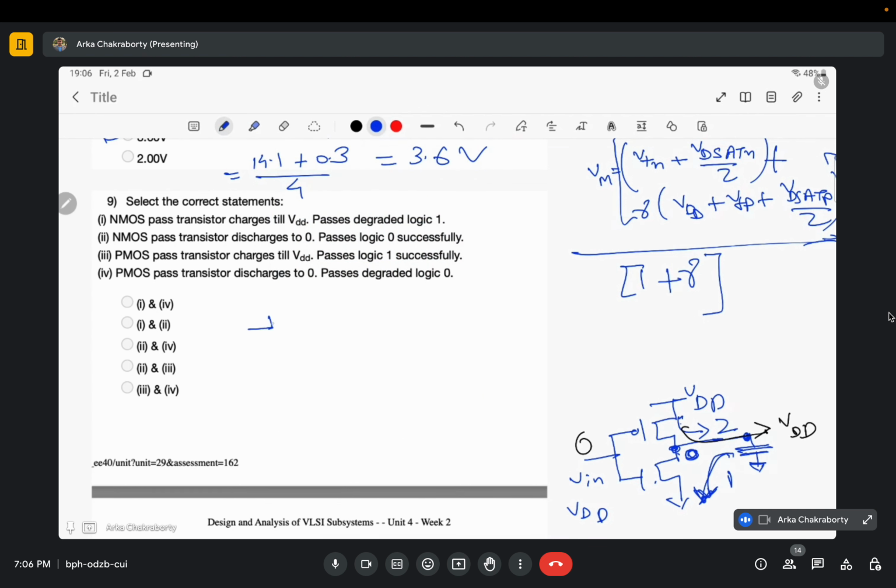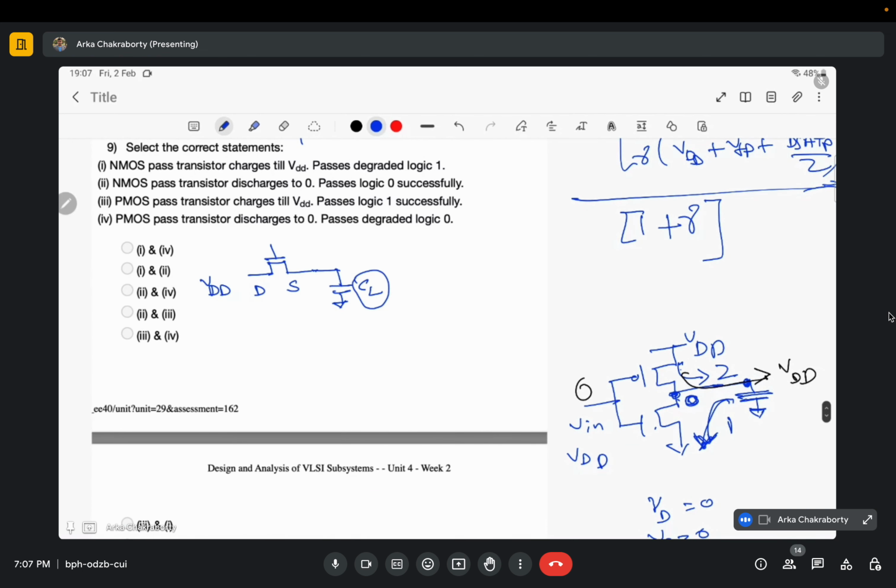So I have an NMOS. This is drain, this is source. This is VDD. Here is my load capacitance, CL. And remember, load capacitance might not be a physical capacitance. This might be the gate capacitance or the drain capacitance of the next stage CMOS circuit. CL does not need to be a physical capacitance. This might be the parasitic capacitances of next stage CMOS circuits.